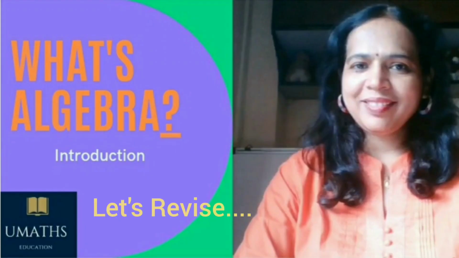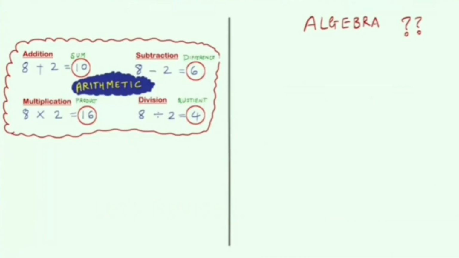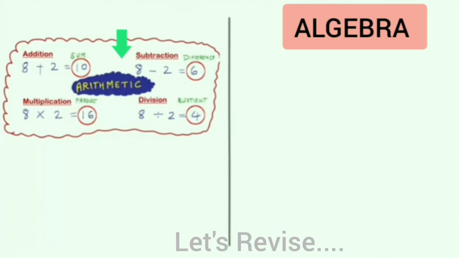In our previous video, we learnt the area of mathematics where numbers are combined with some basic operations and their calculations form a different branch of mathematics called arithmetic. The operations are called arithmetic operations, right?